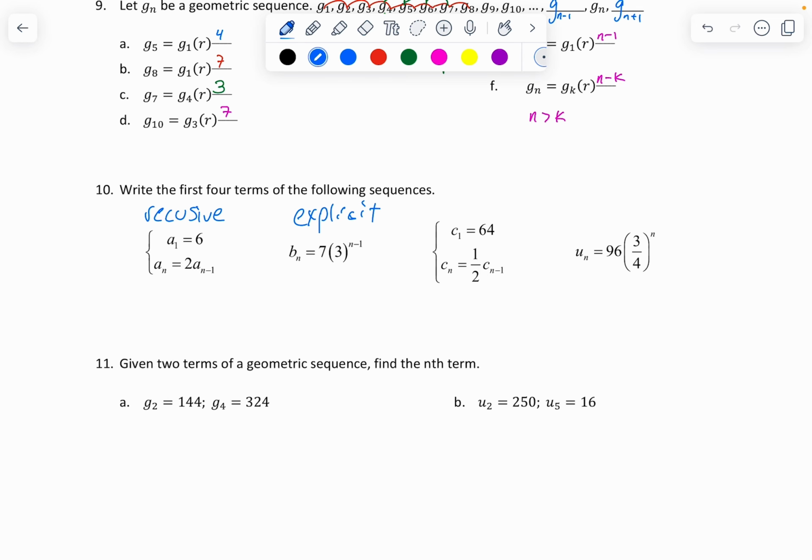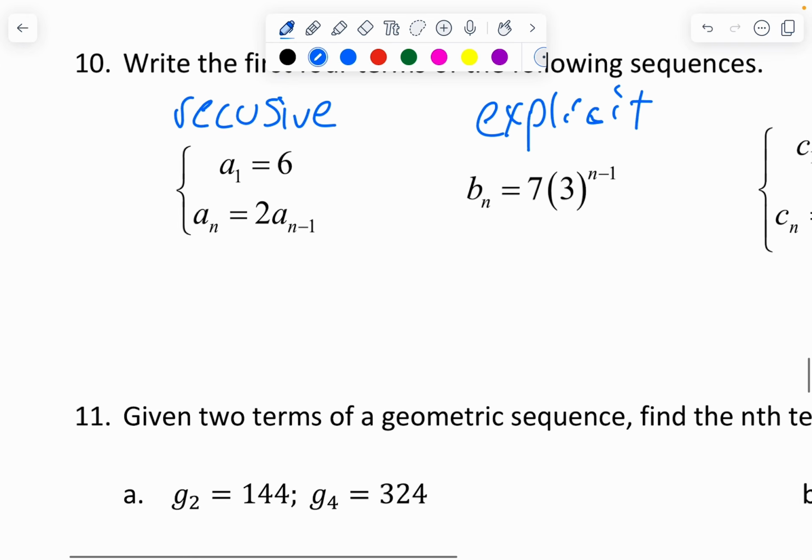I can't spell. There we go. And so I have here, I'm starting, my first term is 6, and I'm multiplying it by 2. And then I multiply it by 2. And then I multiply it by 2. And there's the first 4 terms.